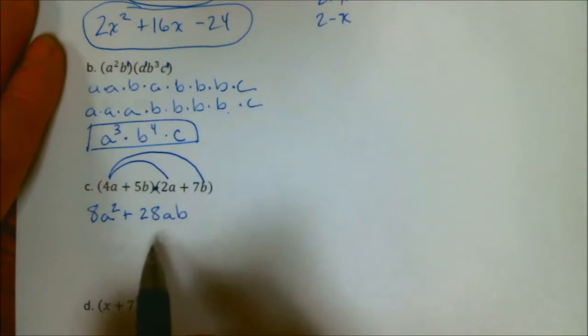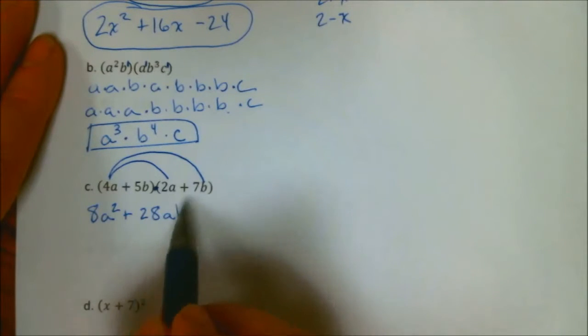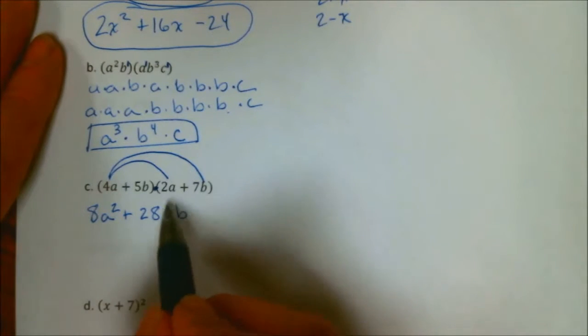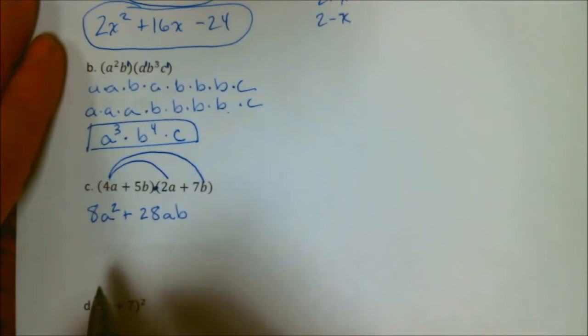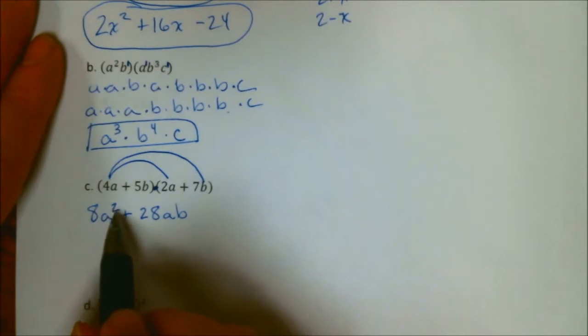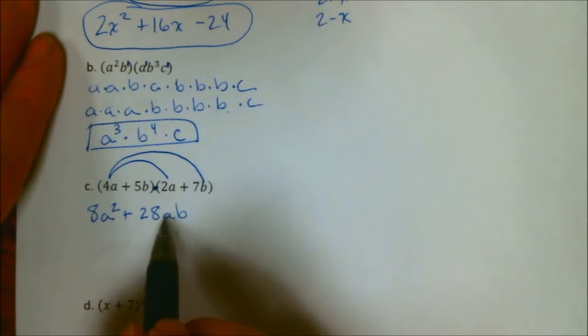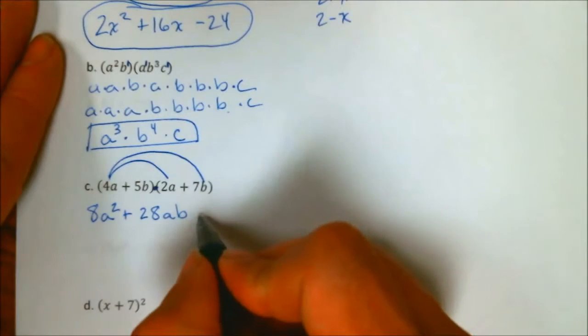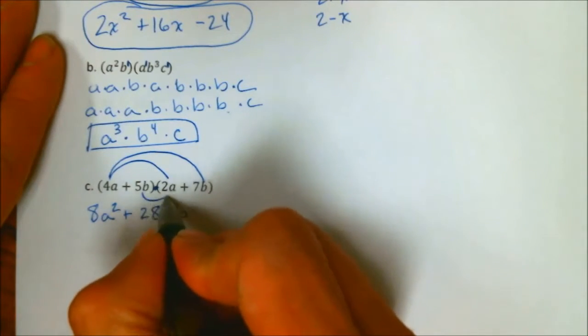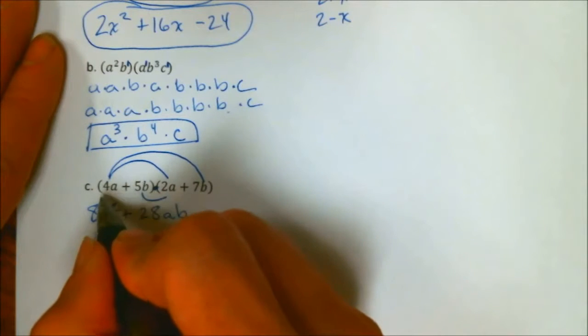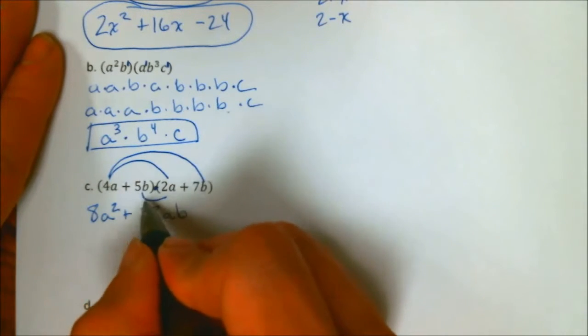28 is 4 times 7 times a times b. I have to get all of those in there. A lot of you guys dropped your variables here. Okay, you forgot the a was squared, you dropped the variables off of here, either the a or the b. Okay, the next thing I need to multiply, I've got this one multiplied by both terms. Now I'm going to multiply this one by both terms.